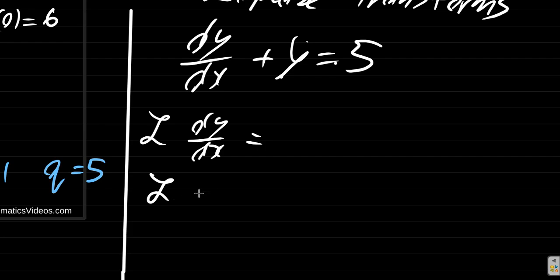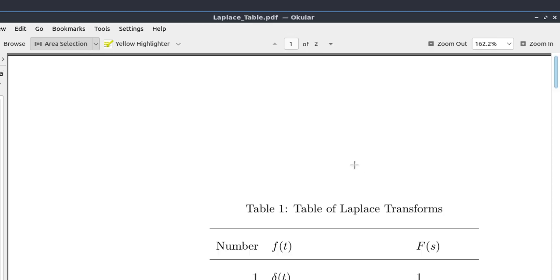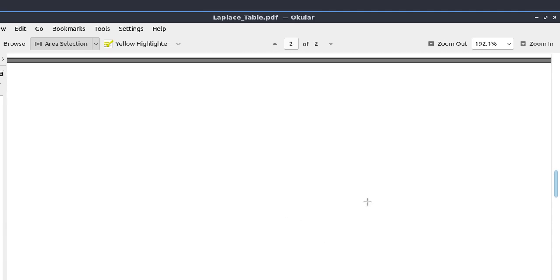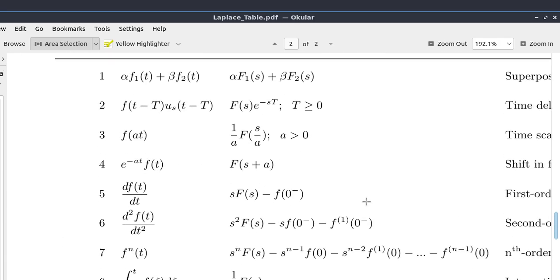What is the Laplace transform of y? What is the Laplace transform of 5? We're going to look at our Laplace transform table. Alright, so we want the Laplace transform of dy by dx. We have our table here. Scroll down to find it.